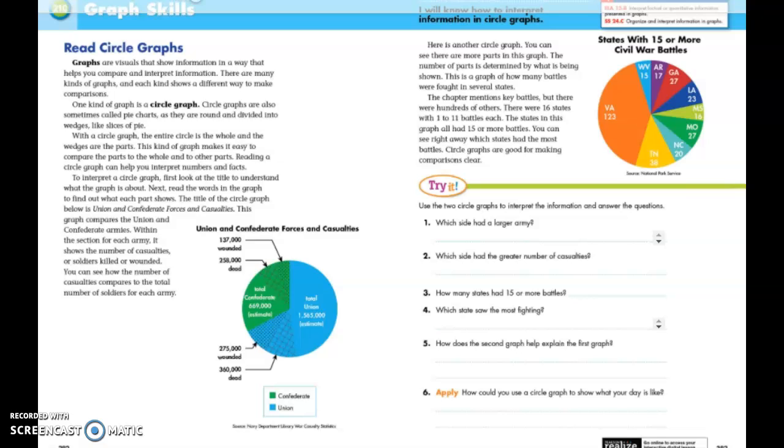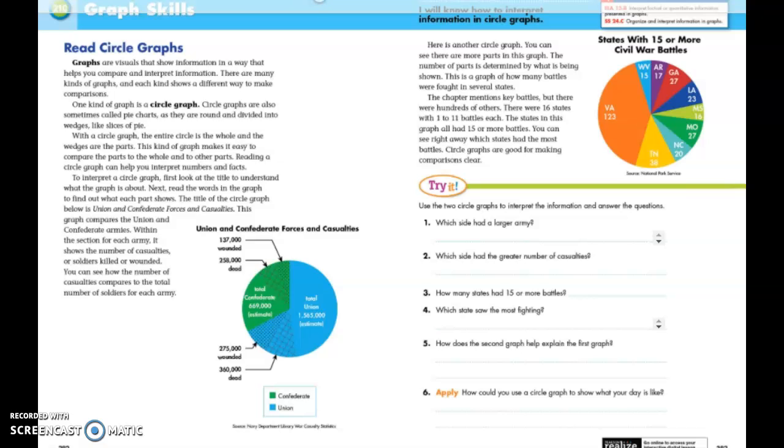With a circle graph, the entire circle is the whole, and the wedges are the parts. This kind of graph makes it easy to compare the parts to the whole, and to other parts. Reading a circle graph can help you interpret numbers and facts. To interpret a circle graph, first look at the title to understand what the graph is about. Next, read the words in the graph to find out what each part shows.